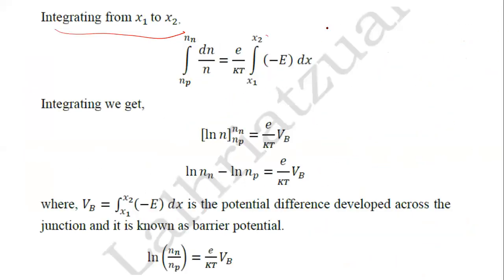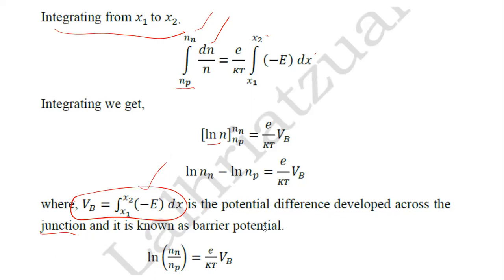So the n variable changes from Np to Nn, and the x variable changes from x1 to x2, and this is what we defined as the potential difference developed across the p-n junction. We also call it a potential barrier. If you do this integration, this will be ln of Nn minus ln of Np, and this is the usual relation for the electric field and the potential. I think you all know that.